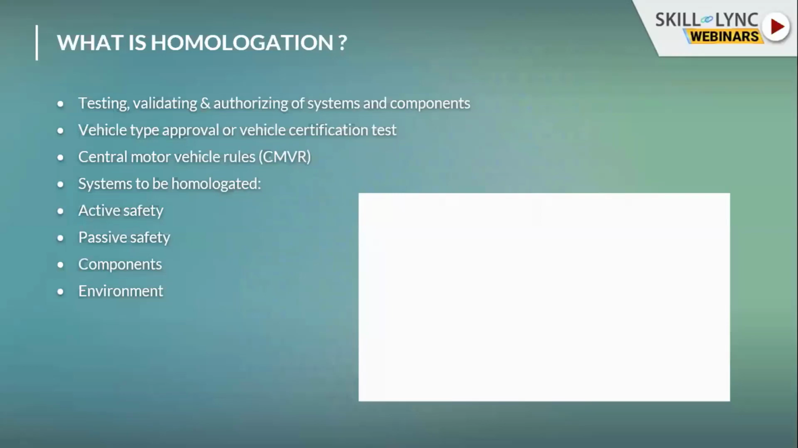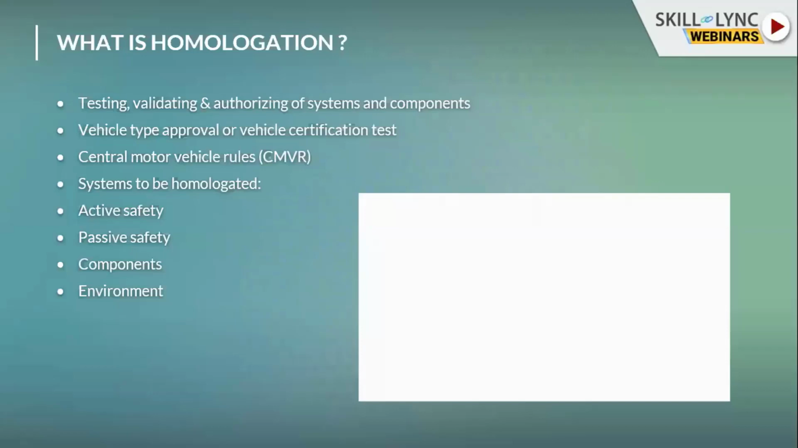These tests are being carried out according to the Central Motor Vehicle Rules in India, which defines the process for homologation. Generally, the major systems being homologated are the active safety, which covers the steering system and the brake system. Then comes the passive safety, which will be the airbag, the passenger protection systems, and seat belts.